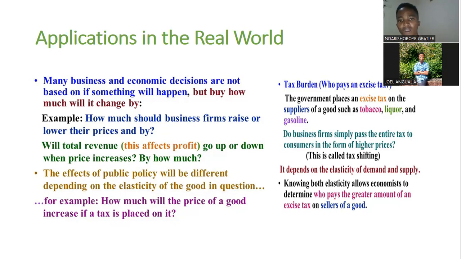Exactly, the final consumer. Because as the government places a tax, the supplier will have to increase the price so that they cover the margin of the tax. Do business firms simply pass the entire tax to the consumer in the form of higher prices? This is called tax shifting, as I've already explained previously. It depends on the elasticity of demand and supply. Knowing both elasticities allows economists to determine who pays the greater amount of an excise tax on a seller of a good.